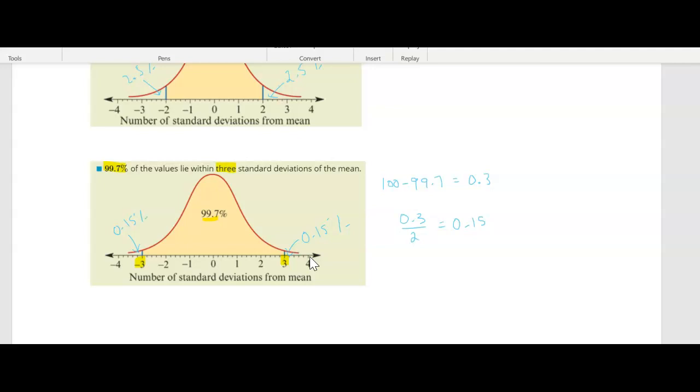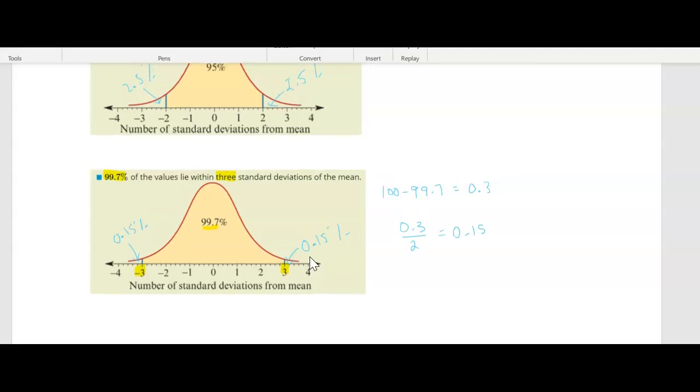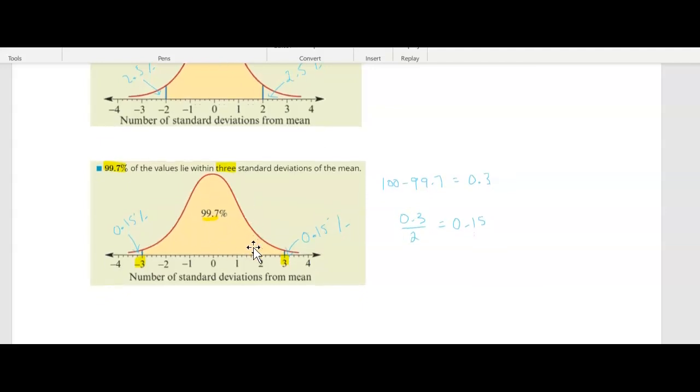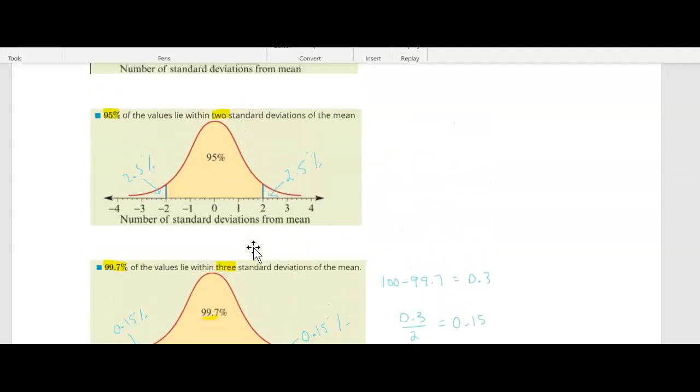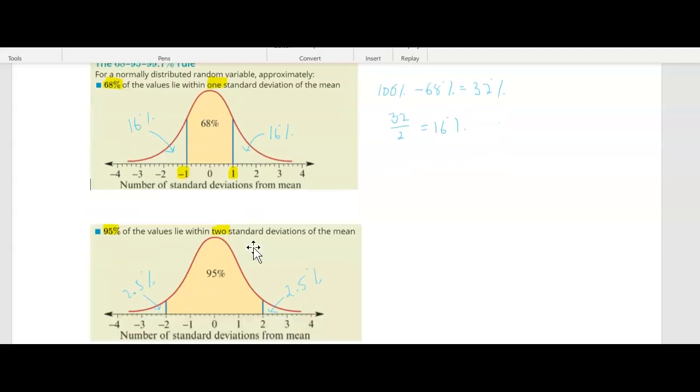So just have them written down so you can always refer to them. But the percentages aren't that difficult to remember. Although I always forget this last one. I always think of, is it 99.7 or 99.97? It's 99.7. Those percentages are the easy ones.